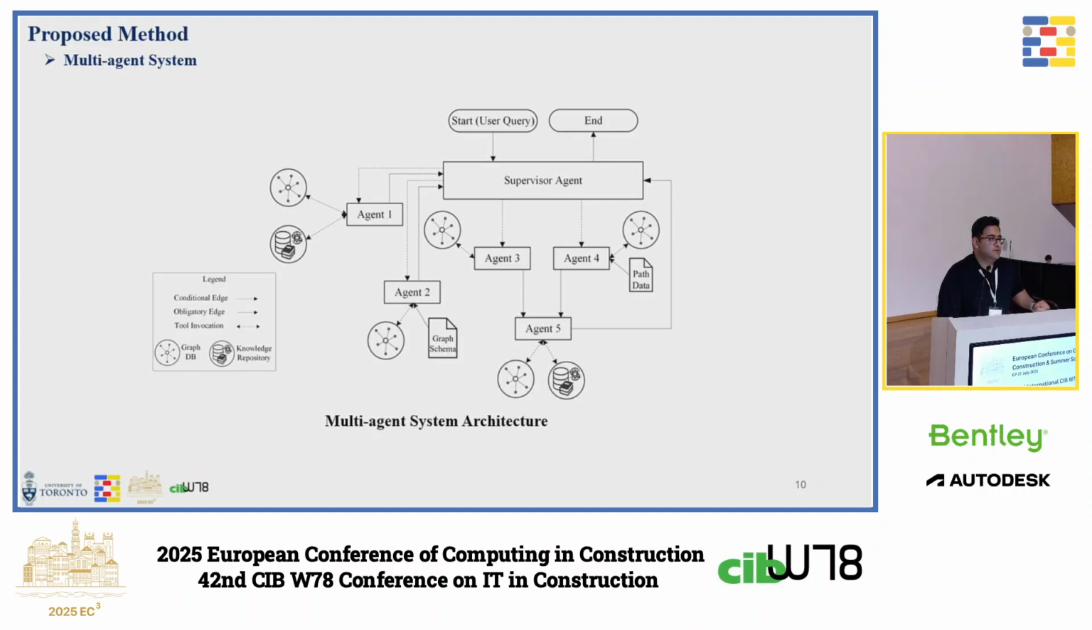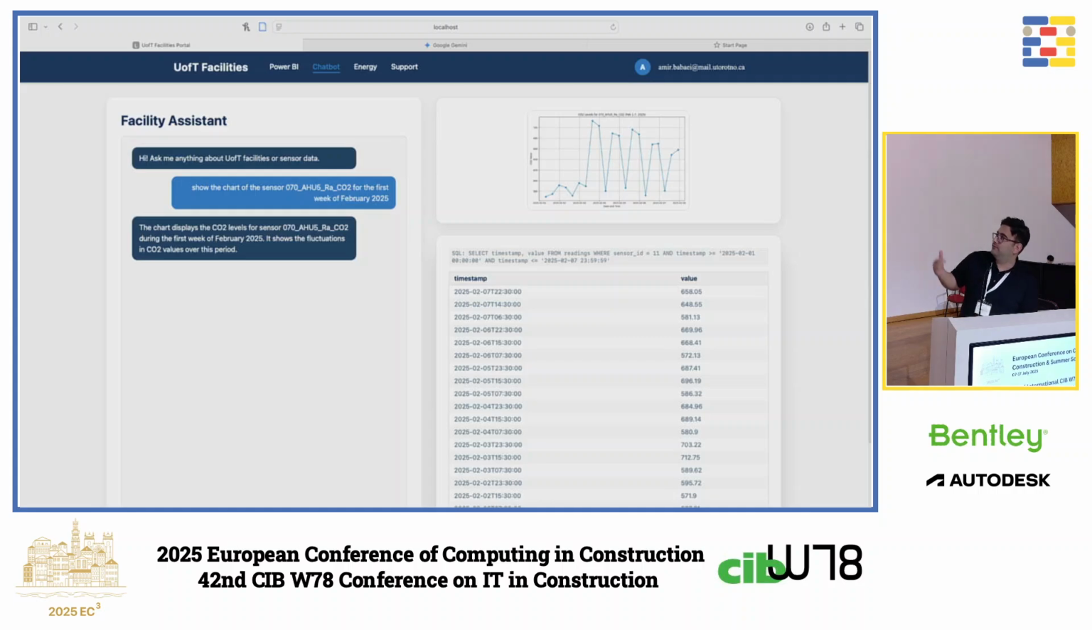And then we also developed a web interface for the staff of facilities and services at University of Toronto to work with the model and give their feedback. This is an example of what we created for them. Here we asked the question, show the chart of the sensor with this ID for the first week of February 2025. So it finds that sensor, extracts the data related to that specific time span, and using Python, it creates a graph for that time span.